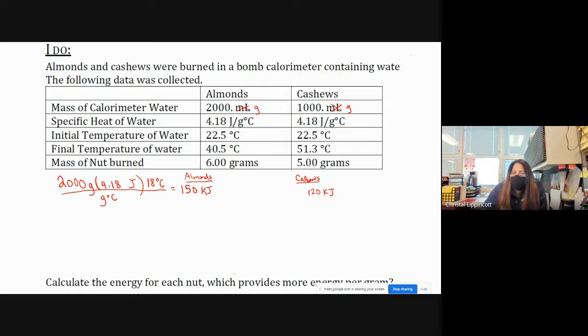Now they want to know per gram. So when we say per, what operation do you do mathematically? Divide. So we're going to divide by the grams of each nut to get that value.